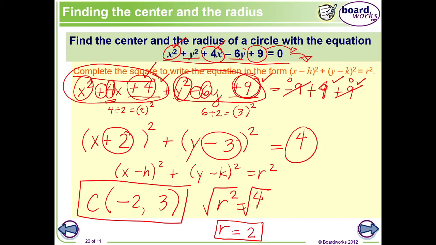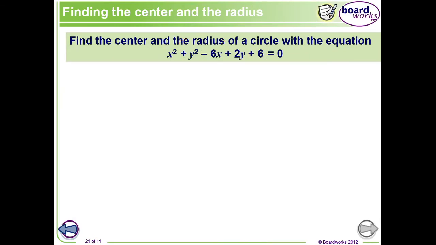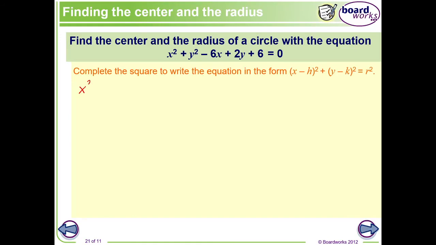Questions about our example? None, sir. Okay, let's have more examples. Let's have this one. First thing to do, group. So what are you going to write here? We will be writing x squared, followed by what? Negative 6x.